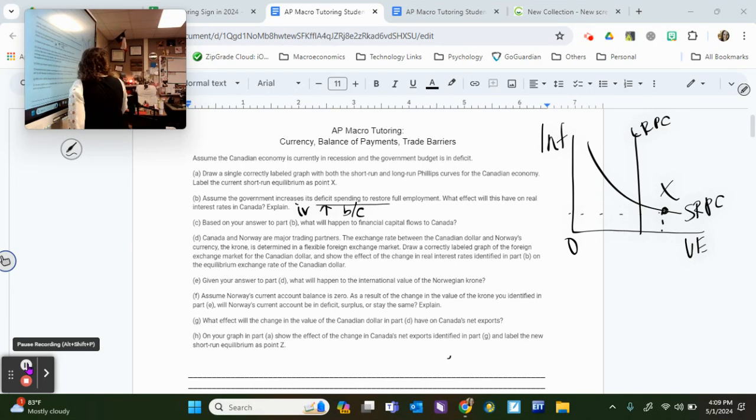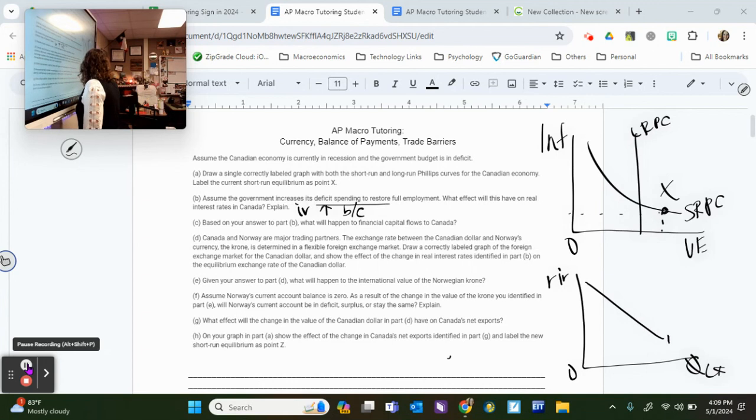Okay. All right. This is not part of the FRQ, but I'm going to draw it anyway. It's a loanable funds market. Real interest rates, quantity of loanable funds. Demand and supply.